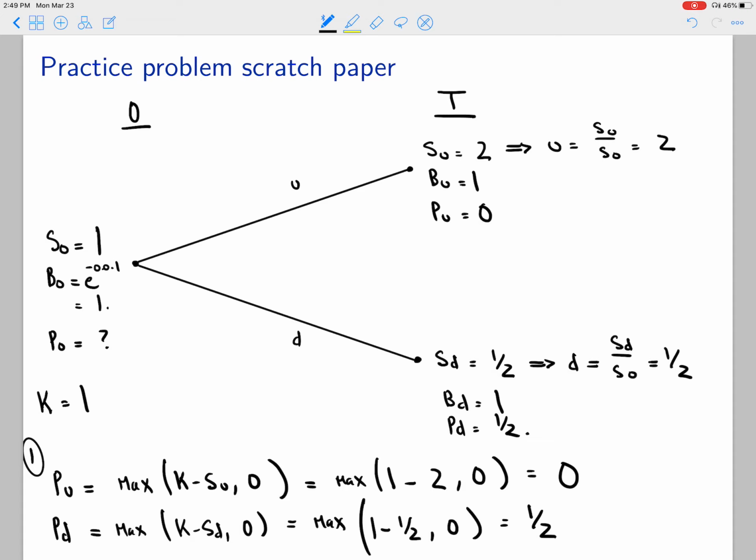Okay, so we know our information now to solve the binomial model. We have the current prices today of all the assets. We have the payoffs of all the assets.